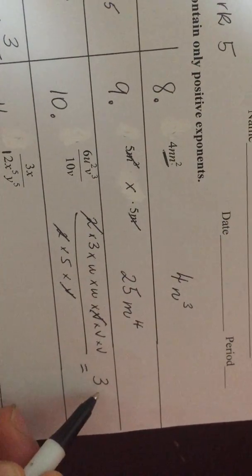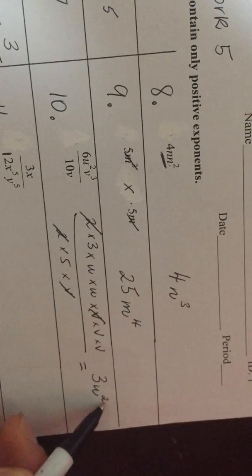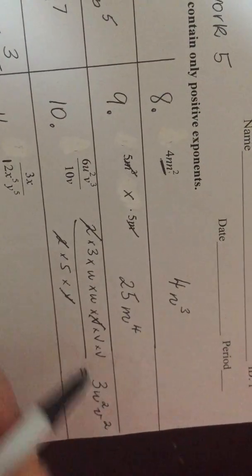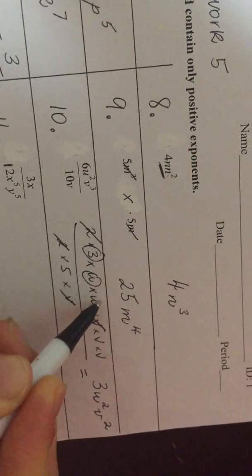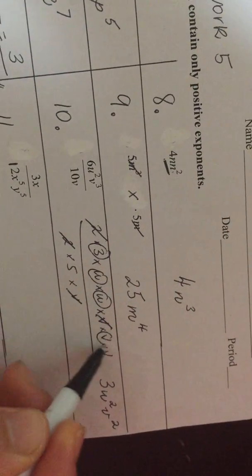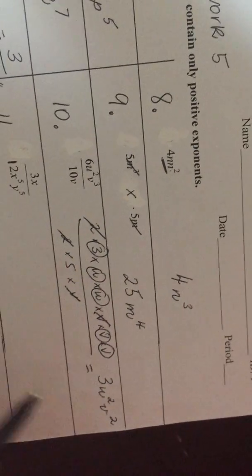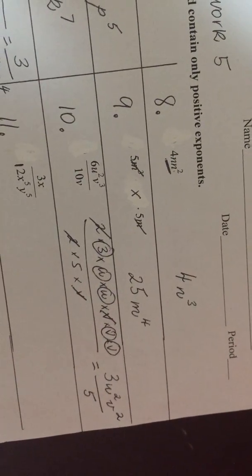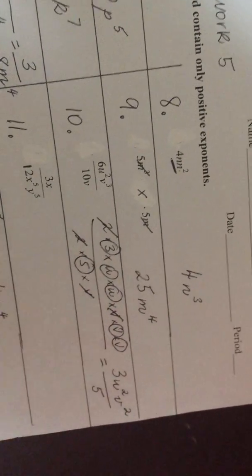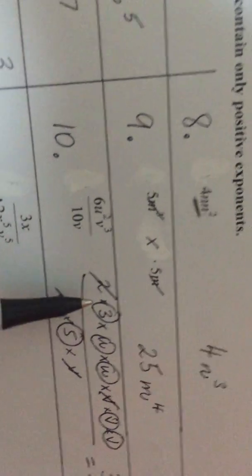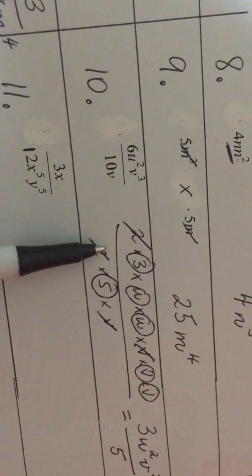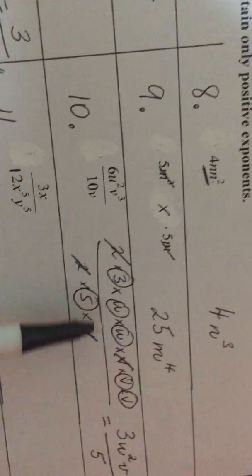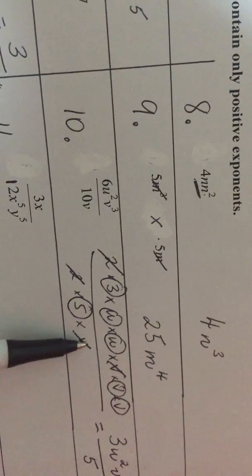So we're left with 3u squared v squared, all over 5. Okay, so we just write what's left after we've cancelled out those common factors of 2 and the v.